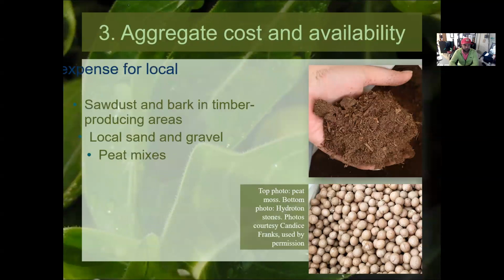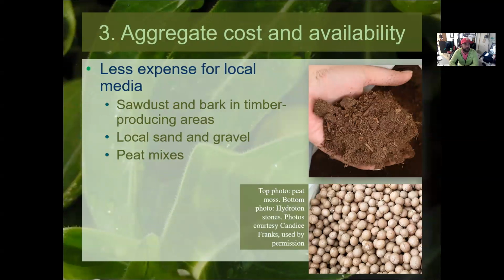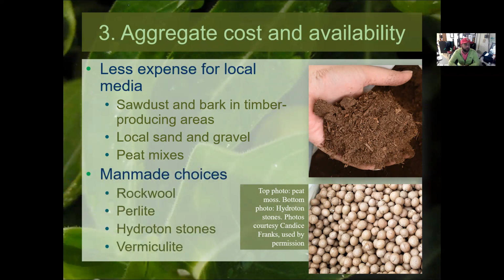So aggregate cost and availability: less expensive for local media. So using sawdust and bark in timber producing areas, local sand and gravel, peat mixes. We'll be using a pro mix back here whenever we do an aggregate one later this year. And then man-made choices: rock wool, perlite, hydrogen stones, and vermiculite. So any of these man-made ones are going to be a little bit more costly to get in, but at the end of the day, you're going to end up with a little bit better product that's cheaper than using an aeroponic unit.